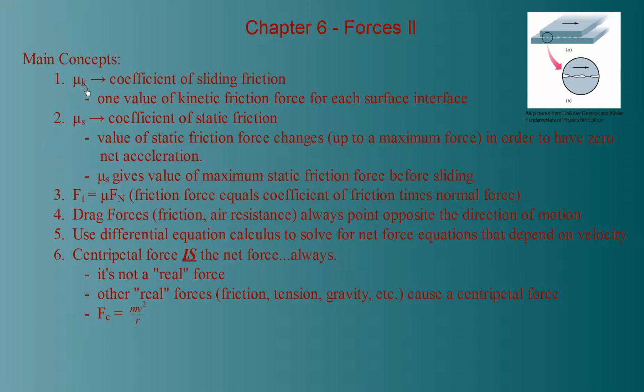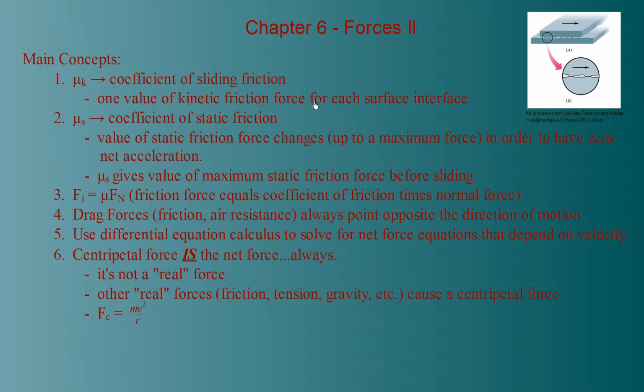So mu sub k is a coefficient of sliding friction, and there is only one value of kinetic friction force for each surface interface. So if you have rubber on asphalt for like tires, then there will be a mu k for if those two surfaces are sliding against each other. For example, if your brakes lock.